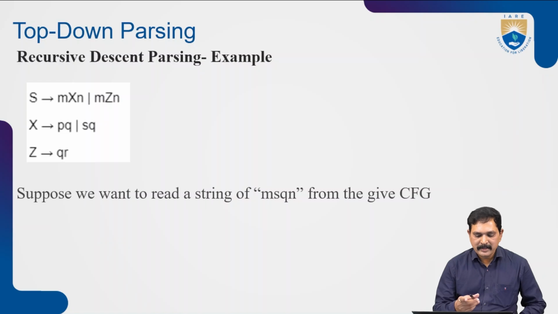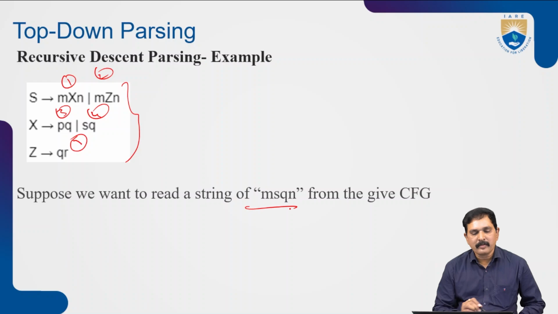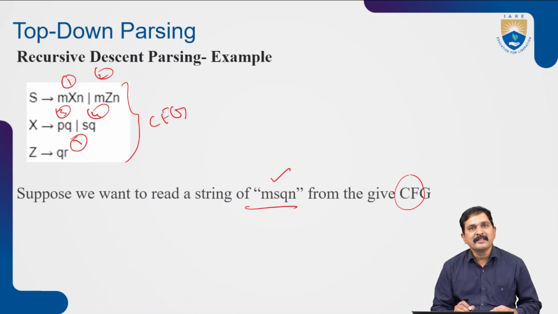This one is left for you. This example has a total of 5 productions, and we have to build the parse tree such that when you match the leaf node values of the parse tree, you get the string MSQN. It is a context-free grammar. You know the idea of a context-free grammar. So context-free grammar is given.